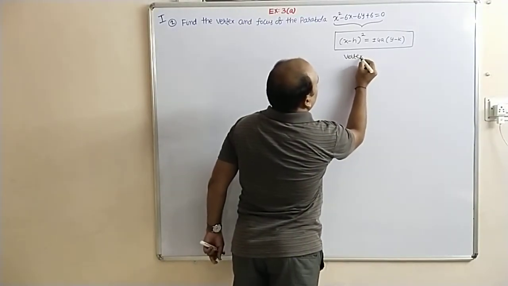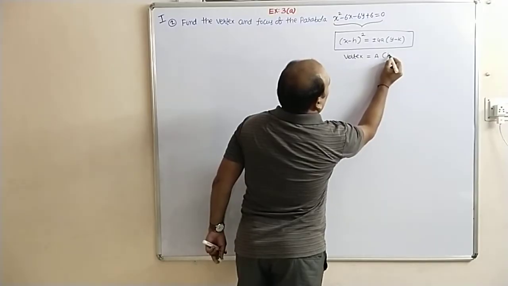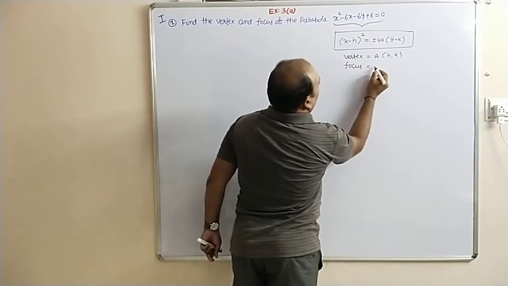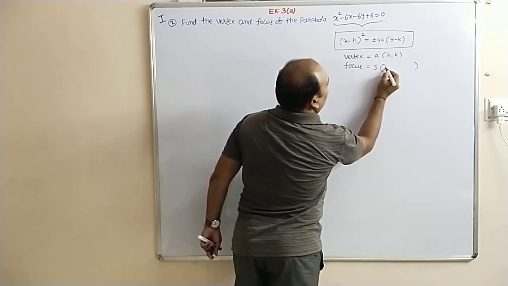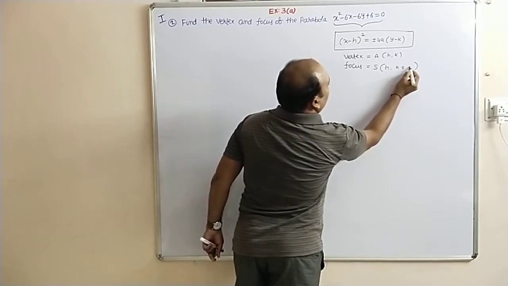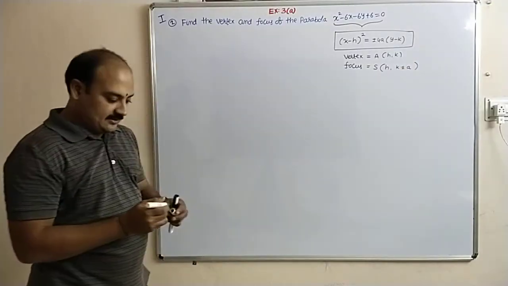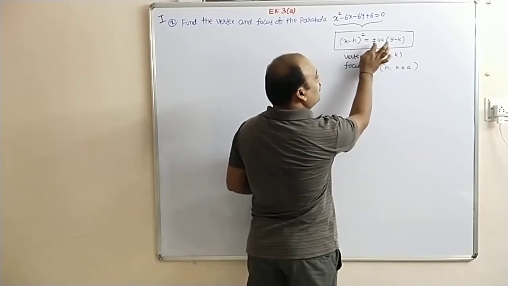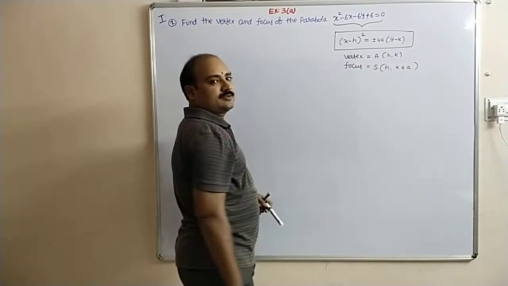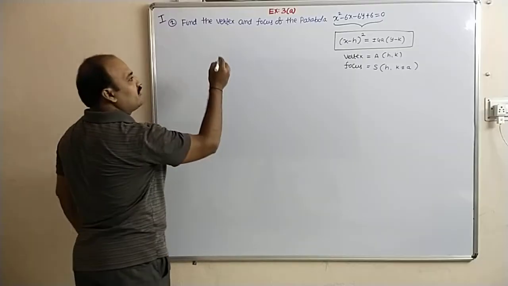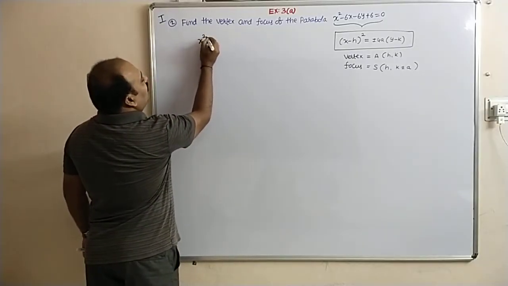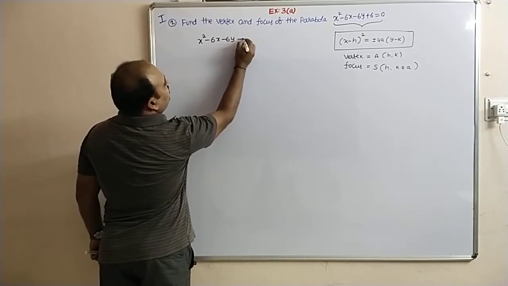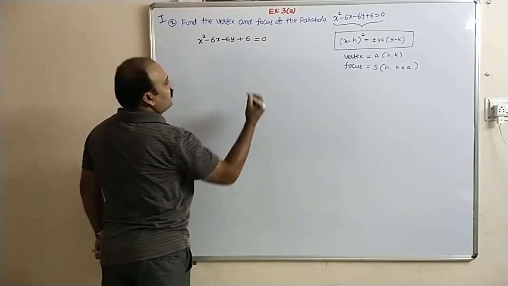vertex A of h comma k and focus S of h comma k plus or minus a, whenever it is. Suppose if it is here plus, you can consider here plus. If it is minus here, you consider here minus. Now consider the given equation of parabola x square minus 6x minus 6y plus 6 equal to 0.